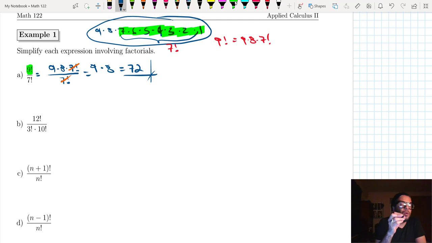All right, what are we going to do with the next example? So we are going to identify the largest of them, in this case, the 12 factorial.